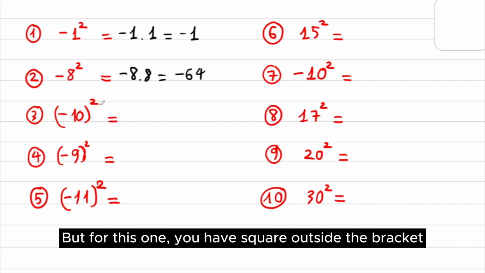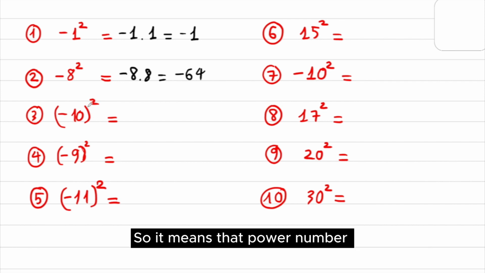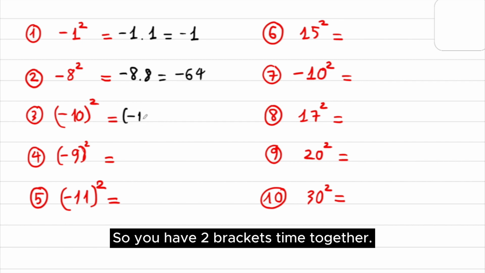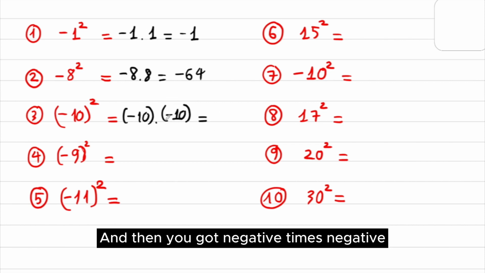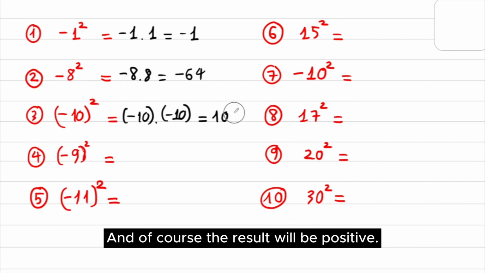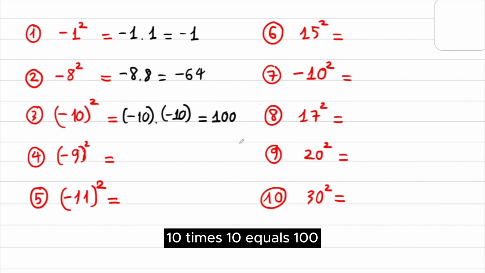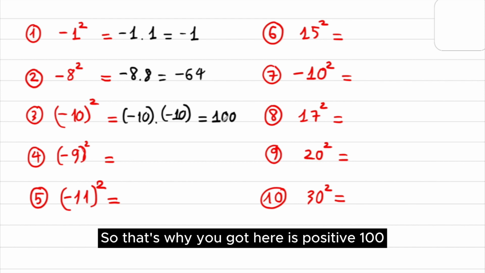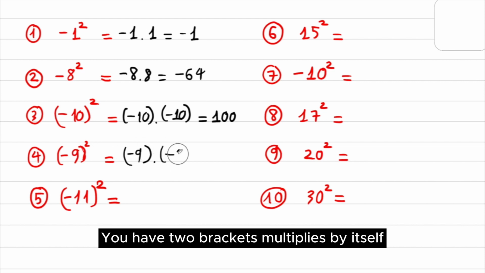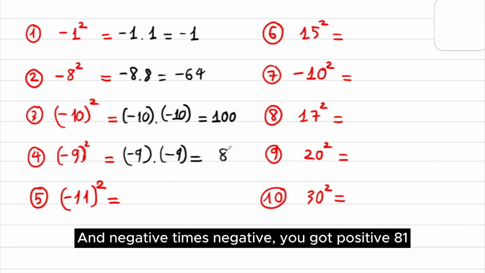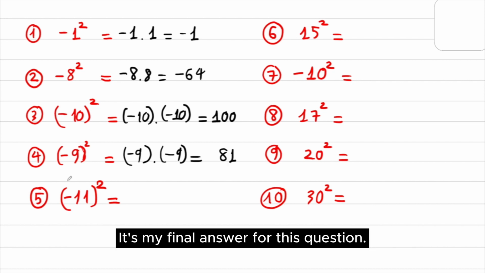But for this one, you got the square outside the bracket, so it means that the power will be applied to the whole bracket. So you have two brackets multiplied together, the first bracket multiplied by itself, and then you got negative times negative, and of course the result will be positive. 10 times 10 is equal to 100, so that's why you got positive 100 here. Question 4, you got negative 9 squared outside, and you have the bracket here. It means you have two brackets multiplied by itself. 9 times 9 you got 81, and negative times negative you got positive. Positive 81 is my final answer for this question.